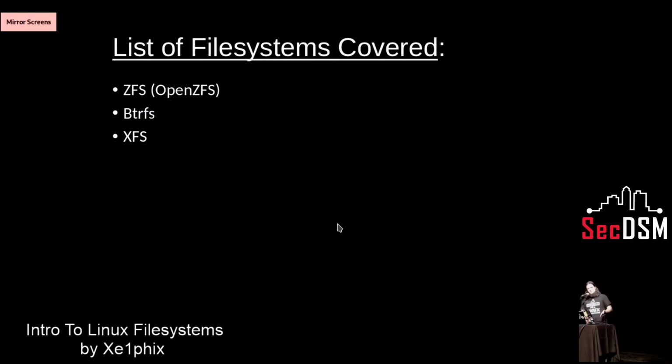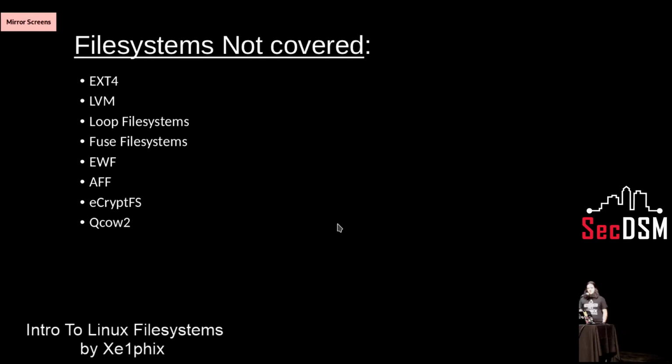So here are the 3 that are covered. There are also other Linux file systems that aren't covered. I'm already working on a part 2. Here are some of the other file systems that Linux uses that are pretty common and interesting.